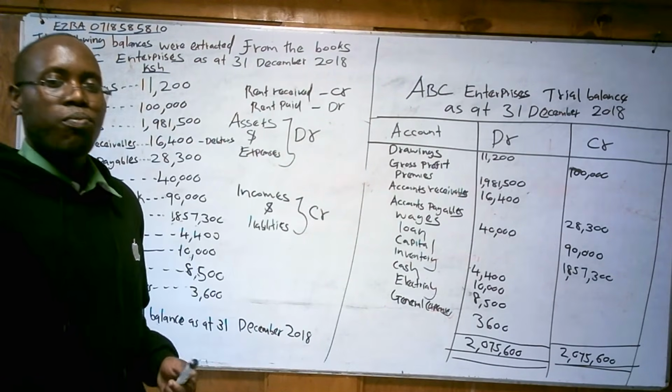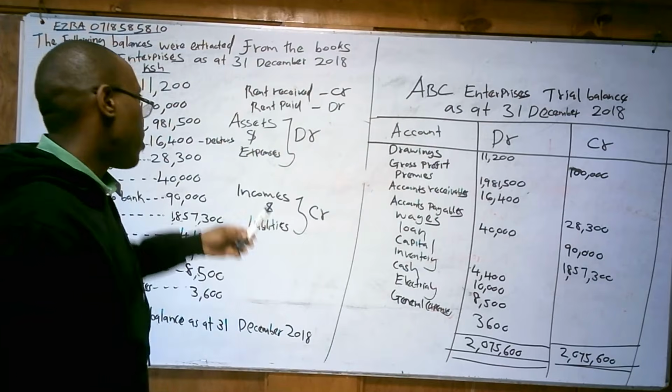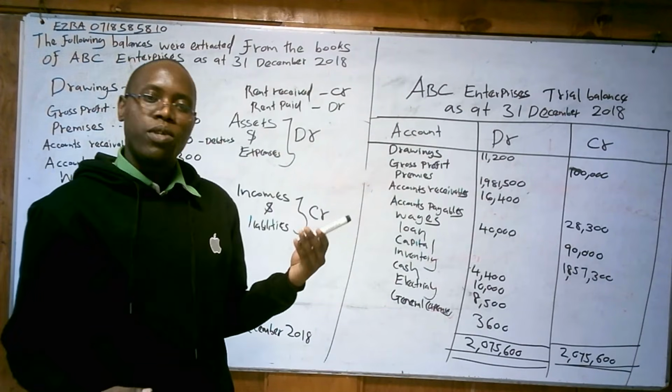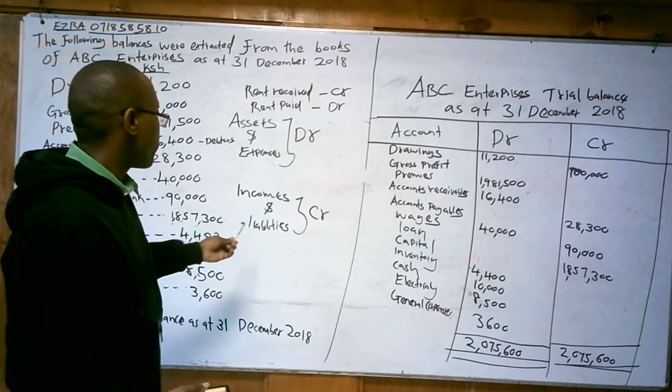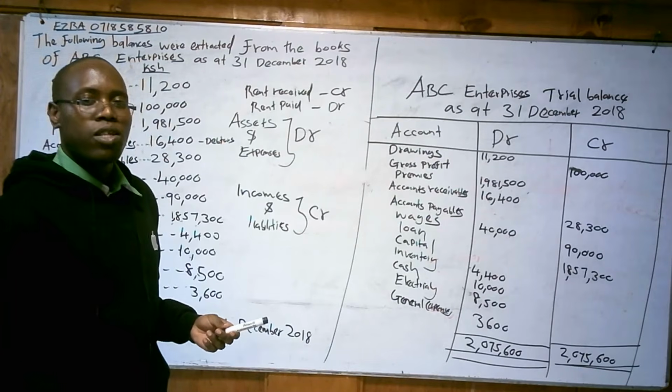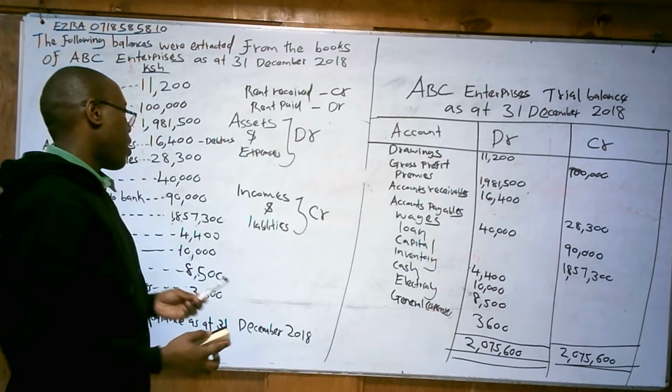So that's what you need to know. Sometimes they can call the rent received as rent income. So rent income, and we say that incomes are supposed to appear on the credit side. So if they say that one, it's going to appear on the credit side.